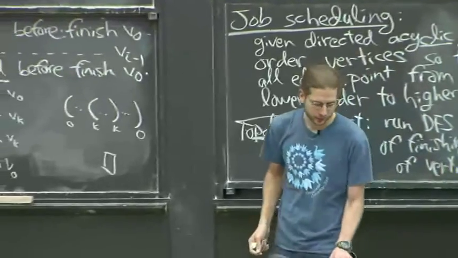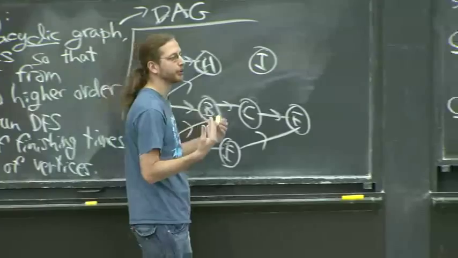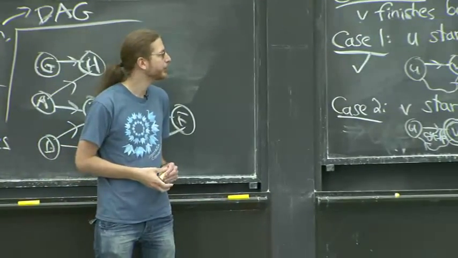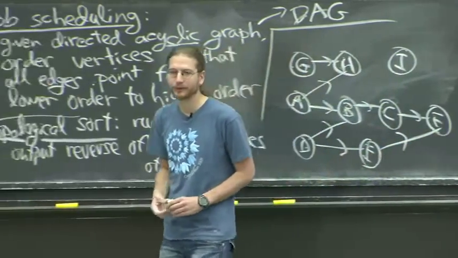So that's actually the proof that topological sort gives you a valid job schedule. And there are even more things you can do with DFS. We'll see some in recitation, there's more in the textbook. But simple algorithm, you can do a lot of nifty things with it. Very fast, linear time.